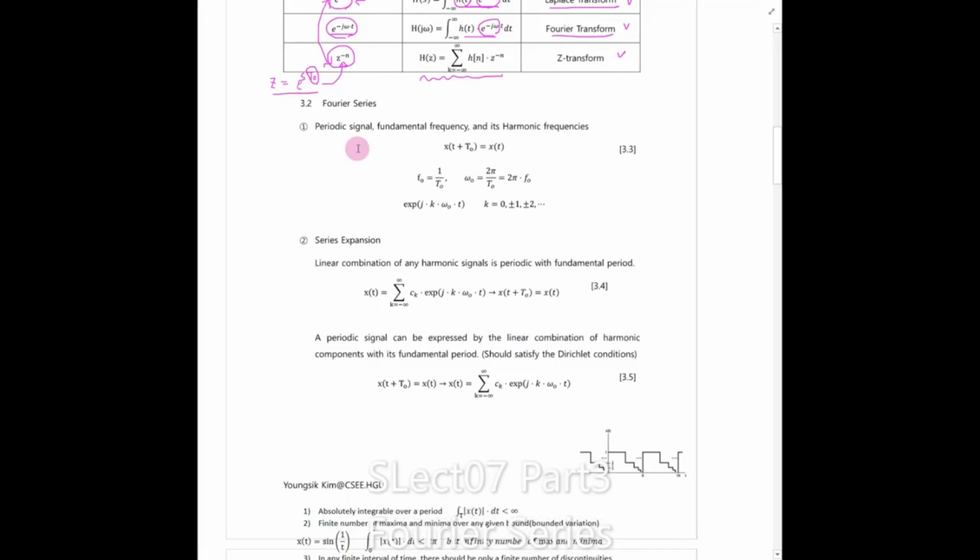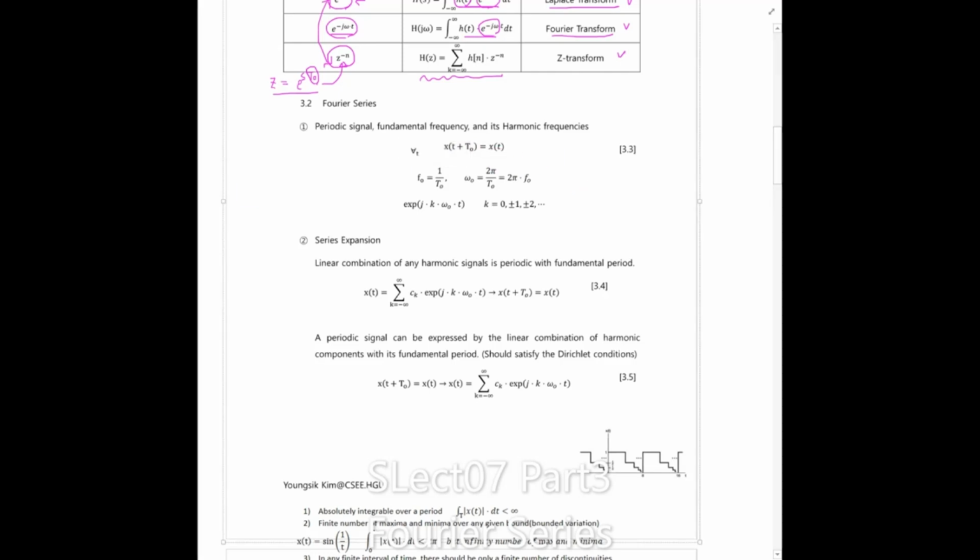Okay, now I would like to explain about Fourier series. Fourier series applies to a periodic signal, so I would like to explain the periodic signal first. A periodic signal is defined this way: for all time t, this equation should be satisfied.